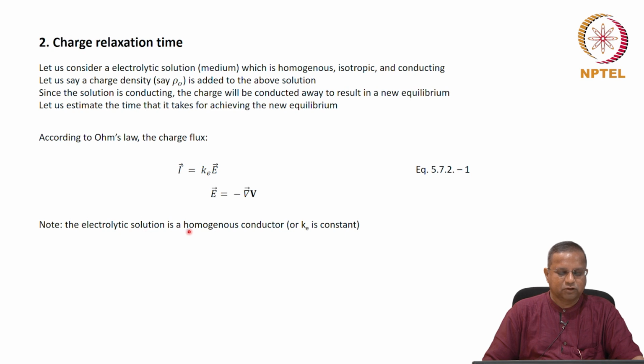The electrolytic solution is a homogeneous conductor, as we've already said, which means the conductivity is a constant. Now we take del on both sides: del dot I dash equals, taking the constant to the other side, Ke times del dot E, equation 5.7.2-2.